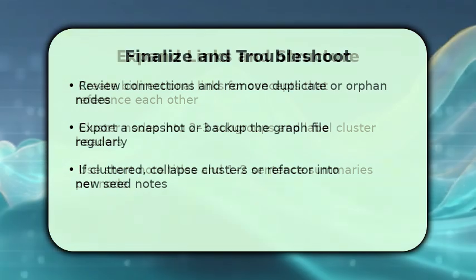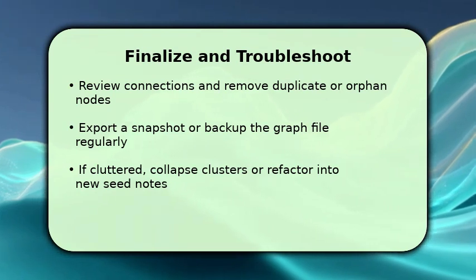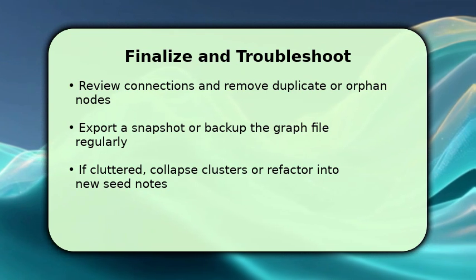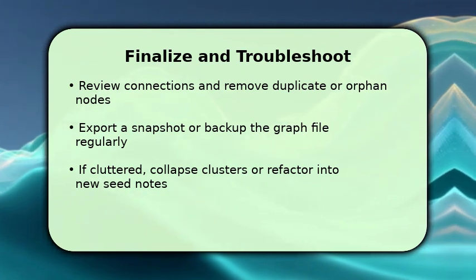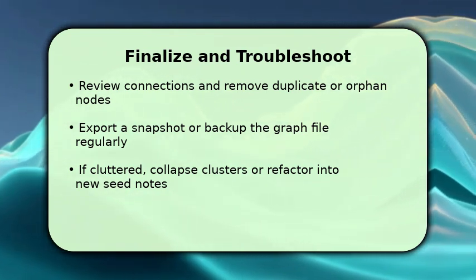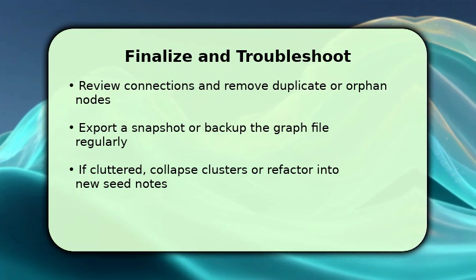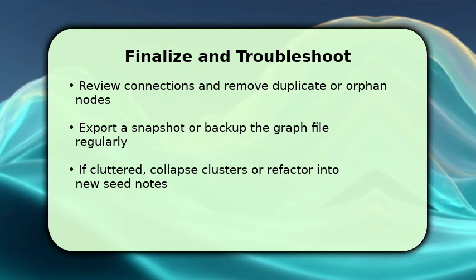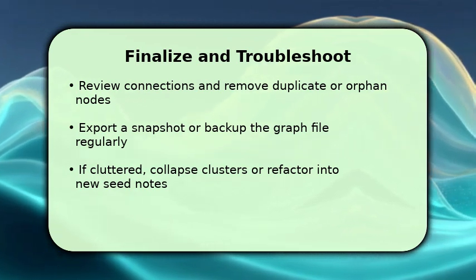To finish, review all connections and remove duplicates or orphan nodes that add noise. Backup or export a snapshot so you can restore if something breaks. If the graph feels cluttered, collapse entire clusters or refactor by creating new seed nodes and reconnecting core nodes to them. This keeps the map readable.